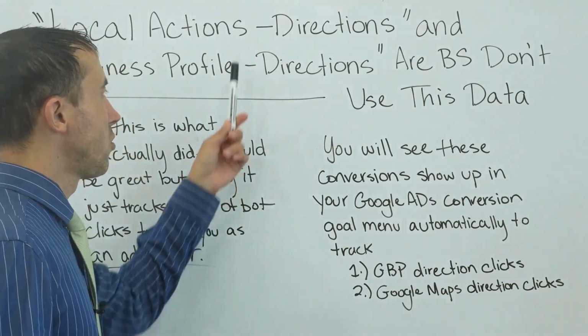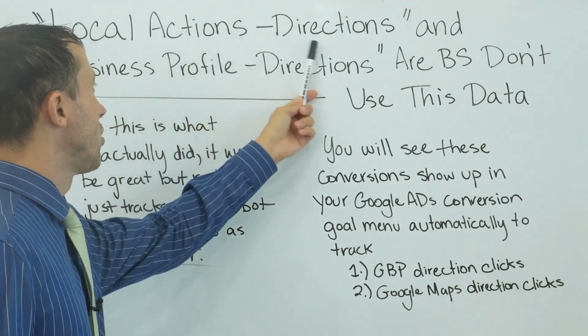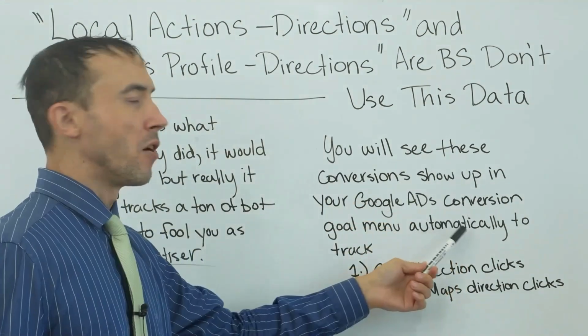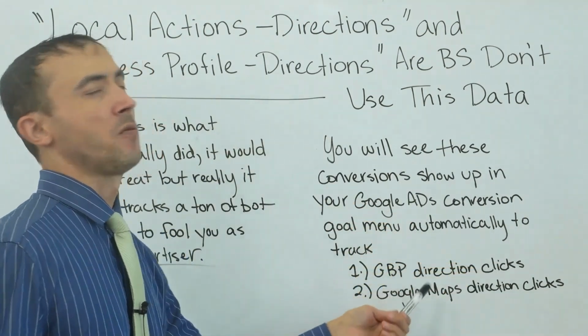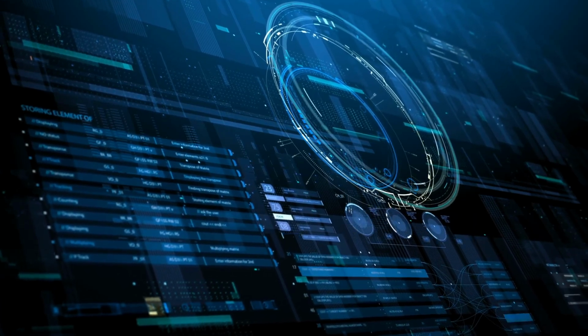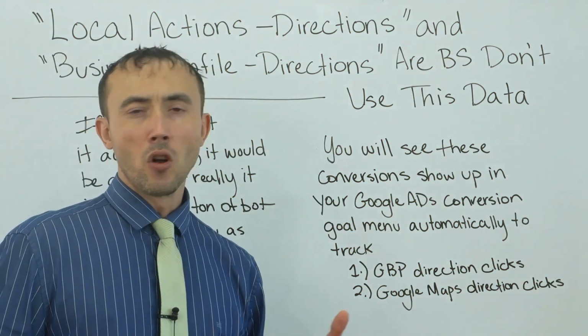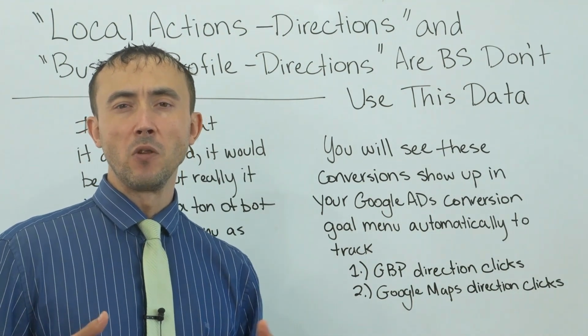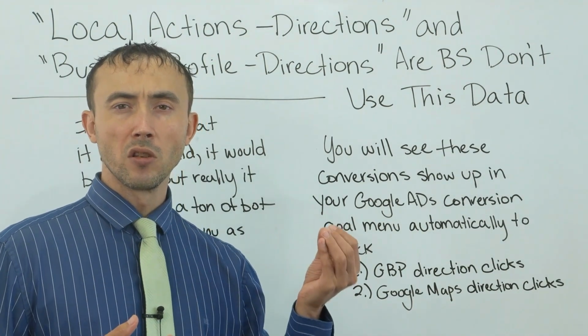So you will see these two conversion goals, local action directions and business profile directions, pop up in your ad account, and they'll be there automatically. The reason is that it's data from Google's own apps that they're giving you in the ad account. I want to say that Google wasn't intentionally trying to scam people, but that's ultimately what's going on if you utilize these two goals to make your ads better.